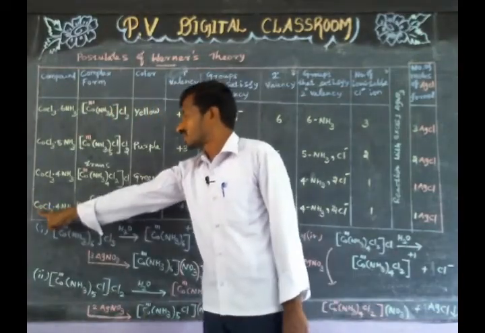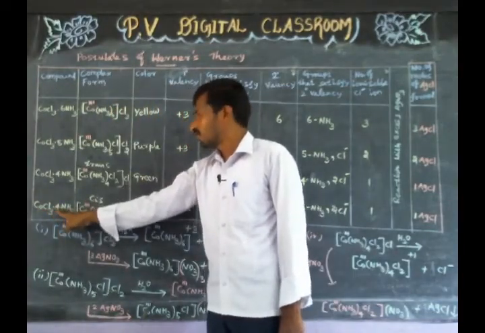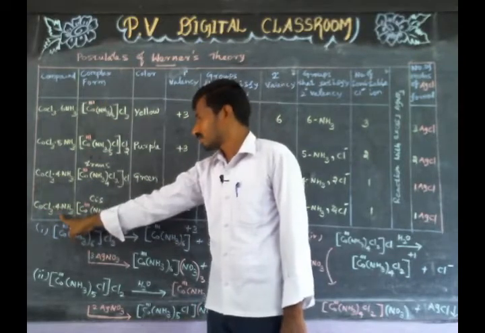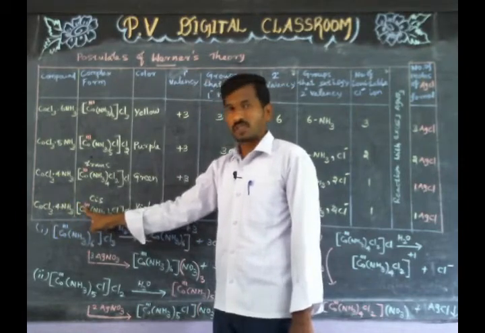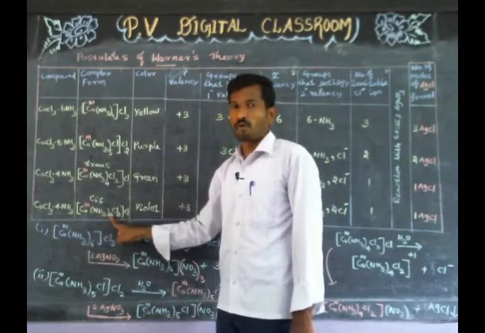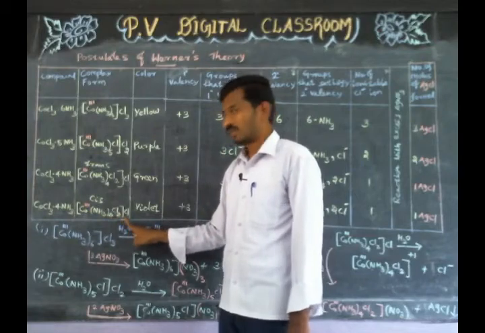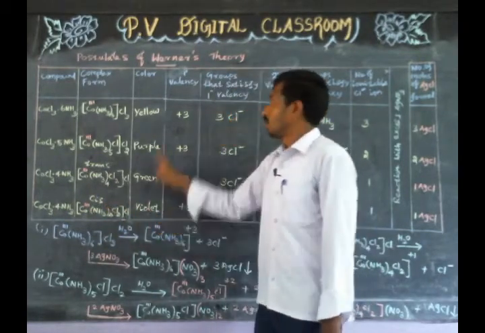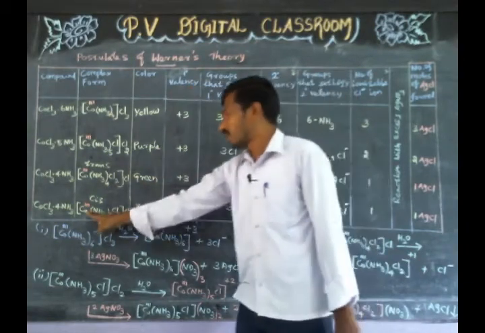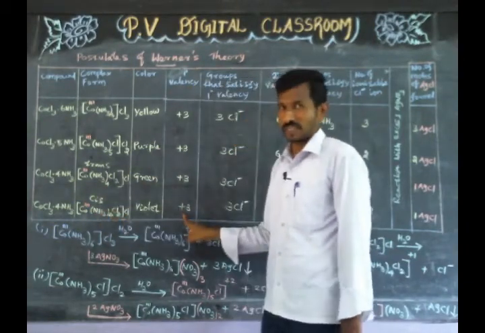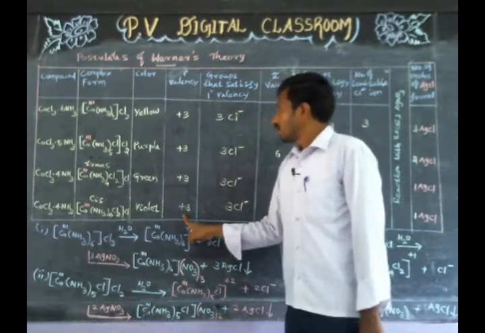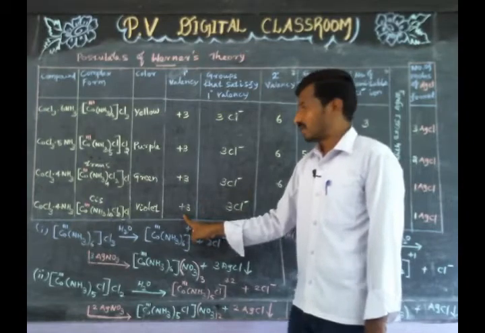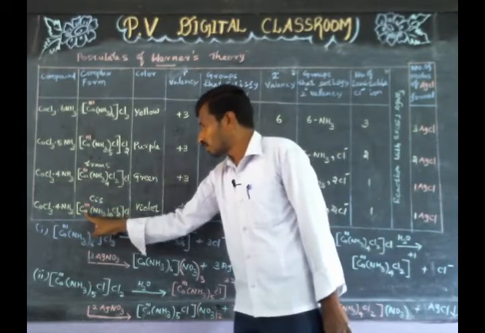Fourth compound is CoCl3·4NH3. Complex form of this compound is [Co(NH3)4Cl2]Cl, where Co has oxidation number +3. This compound exhibits violet color. Primary valency of the central atom of this compound is +3. Here primary valency represents the oxidation number of the central atom of this compound.